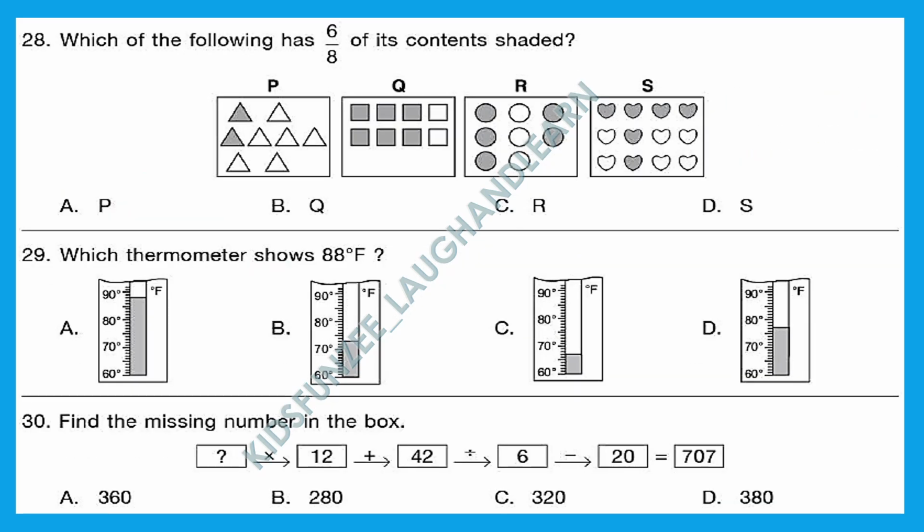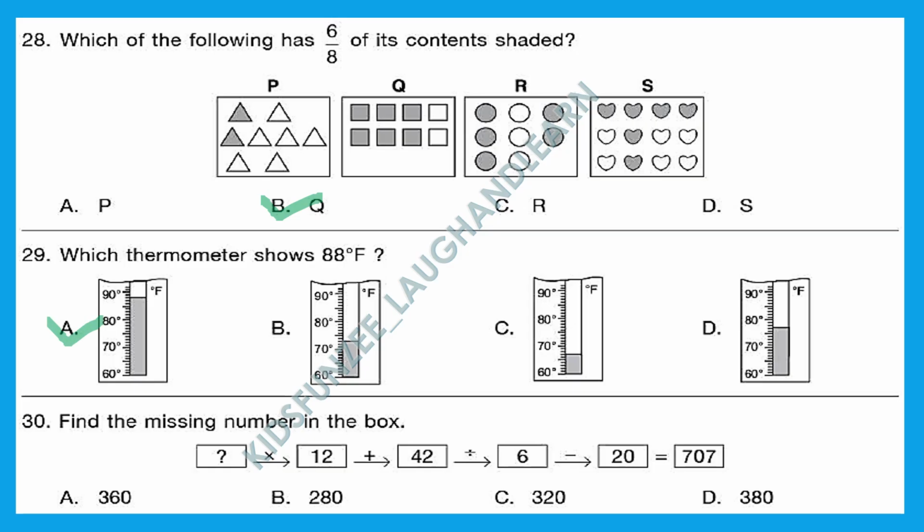Question 28. Which of the following has 6 by 8 of its content shaded? That means 6 parts are shaded and total they have 8 parts. So P, Q, R, they all have 8 parts. S does not have. So the competition is among P, Q and R. Let's find which one has 6 parts as shaded. That is only Q. So we got our answer as option B, Q. Q has 6 shaded parts out of total 8 parts. Question 29. Which thermometer shows 88 degree Fahrenheit? Oh, that's very clear. It is option A.